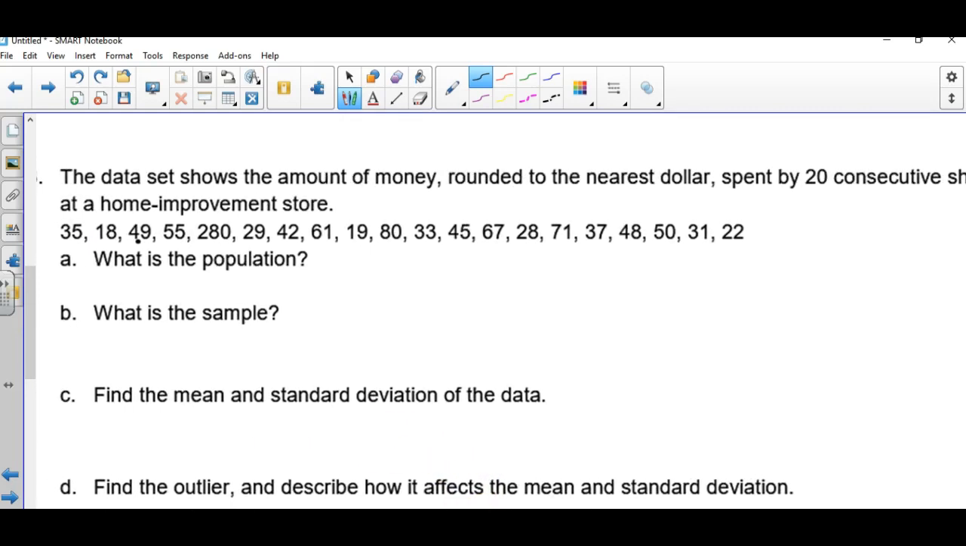This one says the data set shows the amount of money, rounded to the nearest dollar, spent by 20 consecutive shoppers at a home improvement store. So the question says, what's the population? Well, the population is going to be these shoppers at the Home Depot. So let's add that in there.